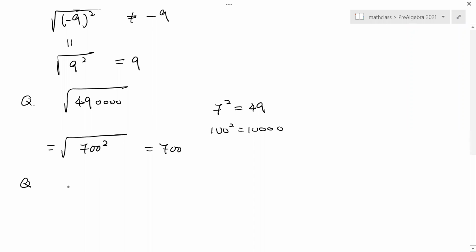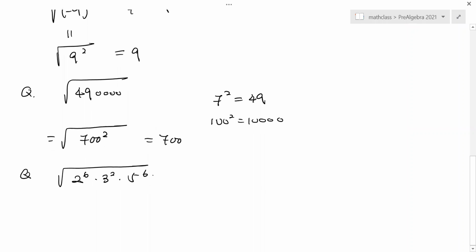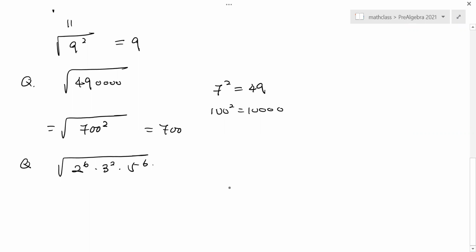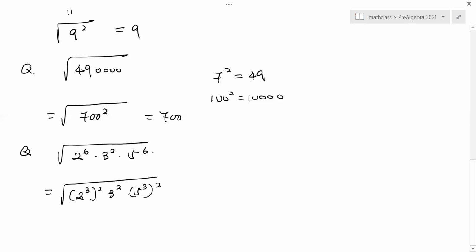So let's simplify another one. You have 2 to the power 6, 3 squared, and 5 to the power 6. Now take a look at this. First of all, you have to express it as (2 cubed) squared, and here's 3 squared, and (5 cubed) squared. Then I want to express it as some integer squared, then I can get rid of the square root. So I get (2 cubed, 3, and 5 cubed) squared.